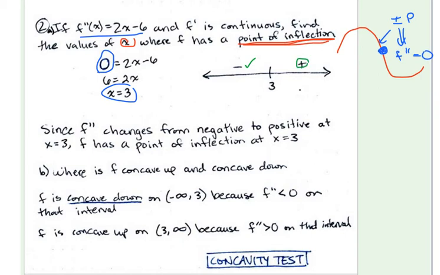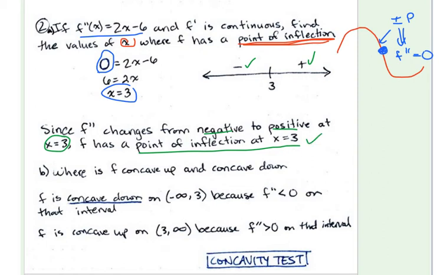We're going to do something a little bit bigger than 3, maybe 4. 2 times 4 is 8. 8 minus 6, that is 2. That is a positive answer. So therefore, it is positive on those other intervals past 3. So since f double prime changes from negative to positive at x equals 3, that's what you have to write in your answer in order to show that it is an inflection point. F therefore has a point of inflection at x equals 3.